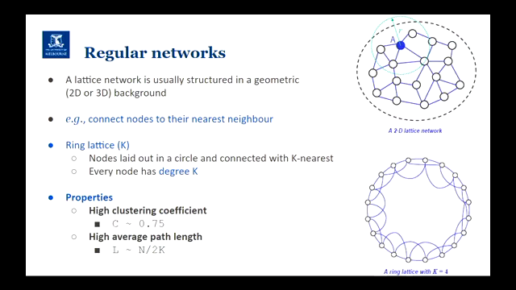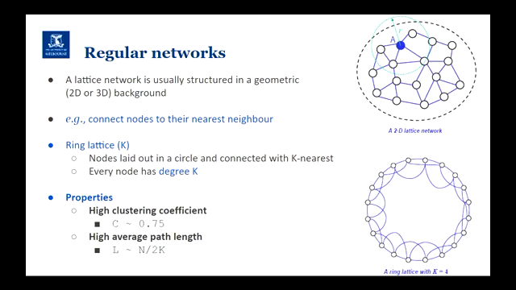So on average, you need to reach one node, you might need to go one way or the other, right? So you only have two options. You go clockwise or counterclockwise. So on average, you need to hop 500 times to reach a node. So that's one important aspect of regular networks.